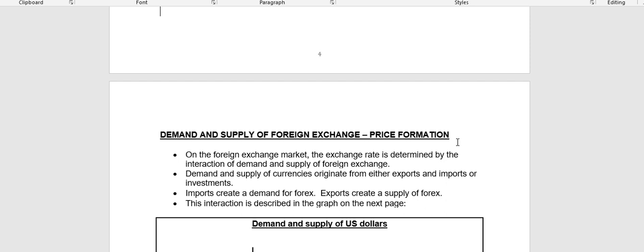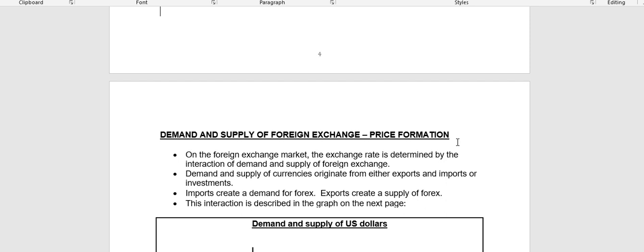On the other hand, if we are importing from America, it means that we have to now pay them, and they expect to be paid in dollars. So what would happen is if we have to pay America, we would have to sell rand on the market, creating a supply of rand so that we can buy dollars. So there will be a demand for dollars.